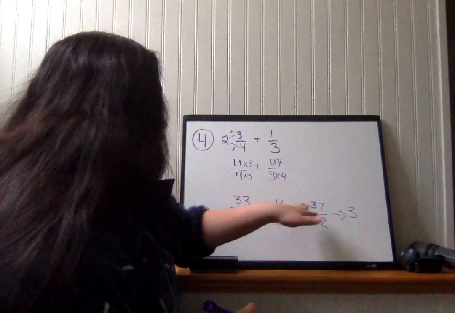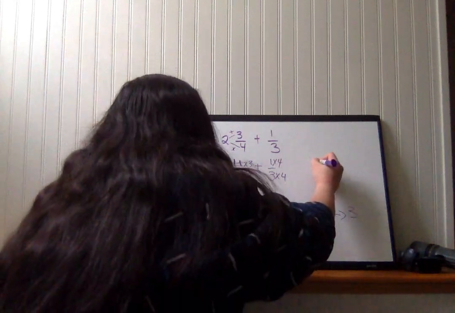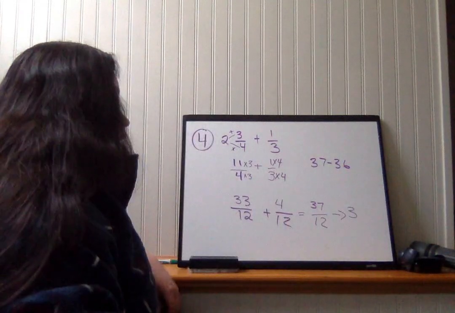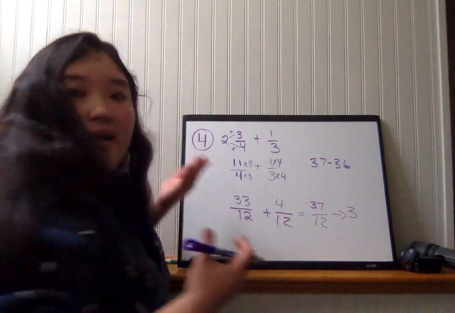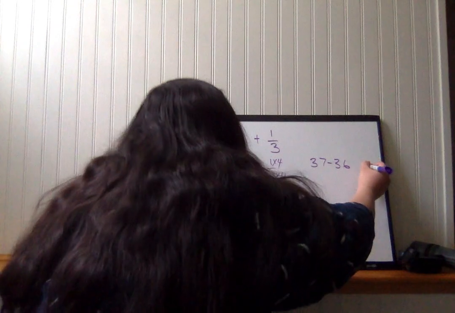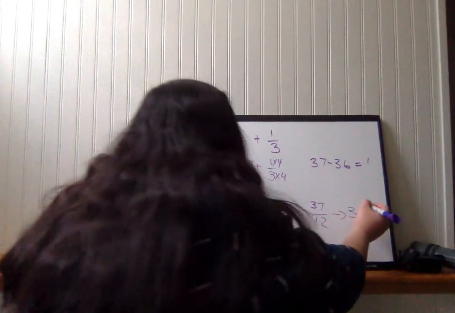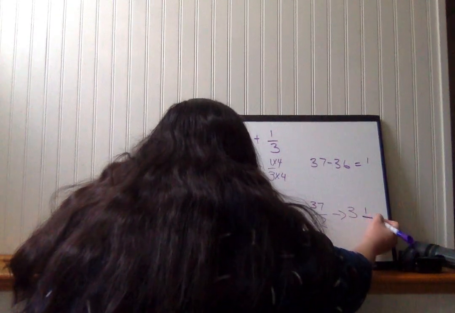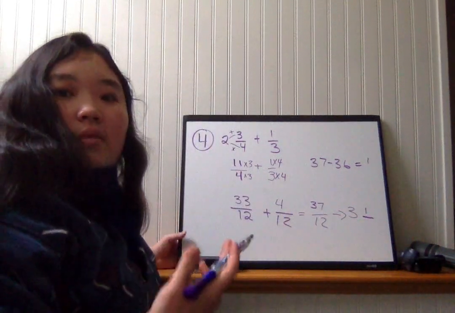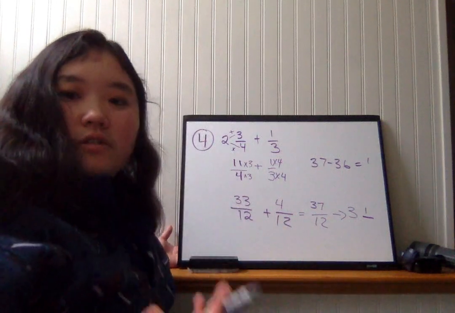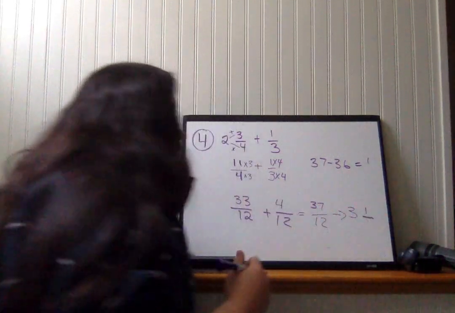So from there, I'm going to take the numerator, 37, and subtract 12 times 3, which is 36. 37 minus 36 is going to give me 1. So my numerator in this mixed number is going to be 1. I always keep the denominator the same. My denominator here, 37 over 12, is 12, so my denominator for my mixed number is going to be 12.